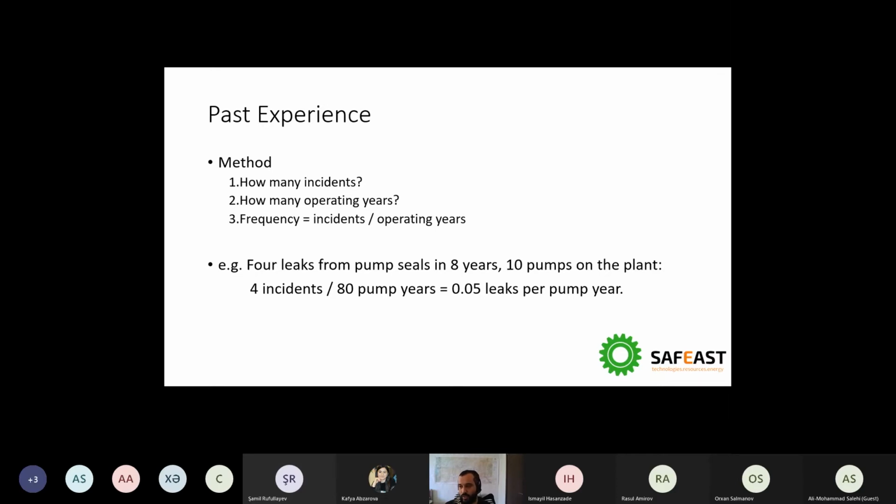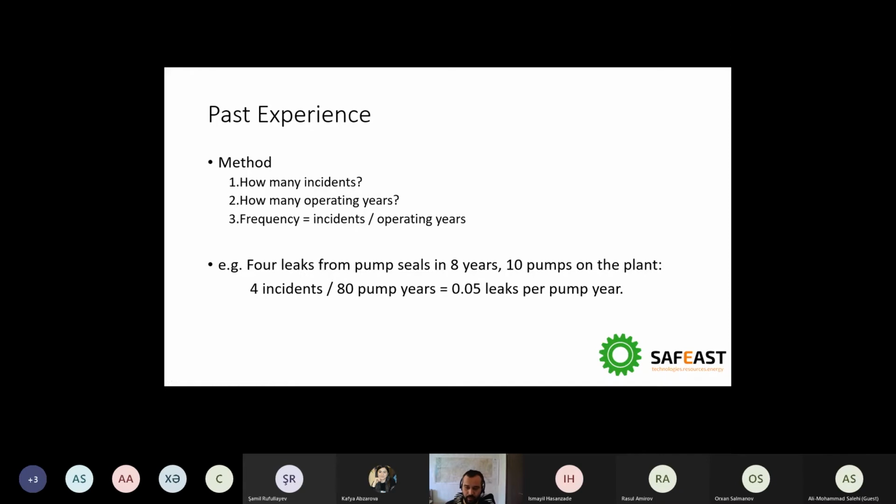As an example, let's say you have got 4 leaks from pump seals in 8 years, and you have got 10 pumps. So basically, this is 4 incidents per 8 pump years, because you operated 10 pumps for 4 years, for 8 years. So basically, it is 0.05 leak per pump year. So this is basically past experience.